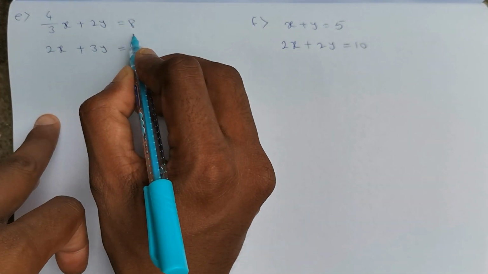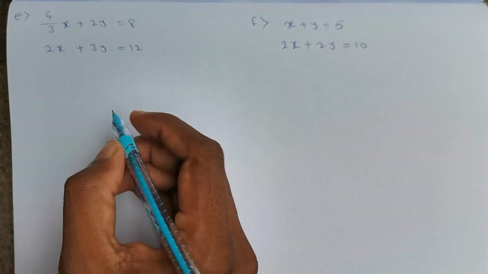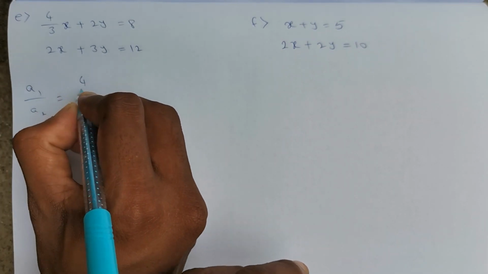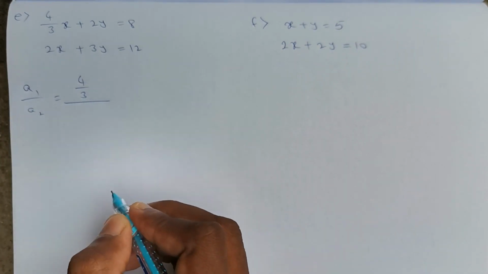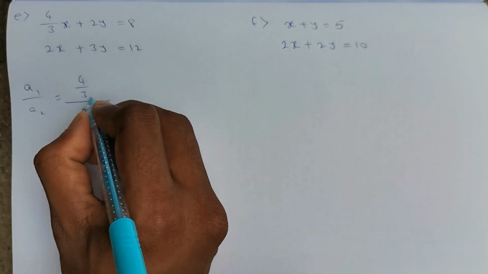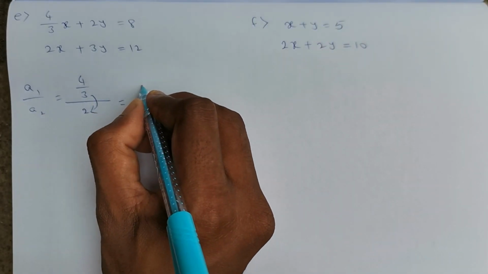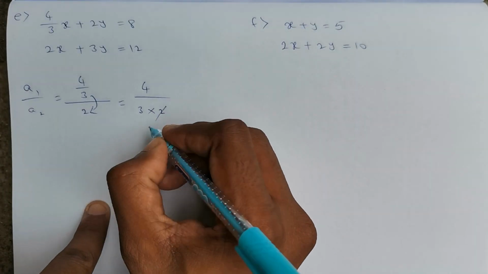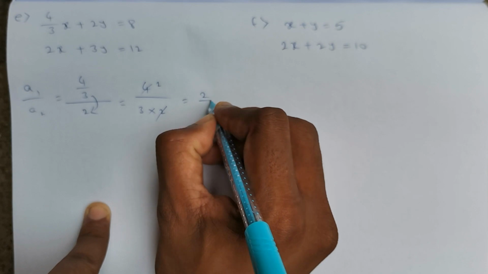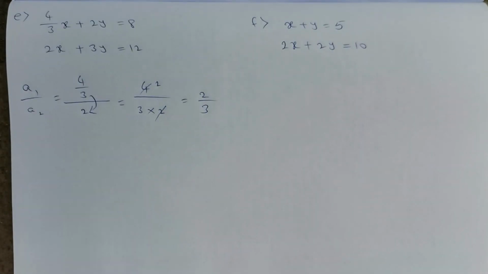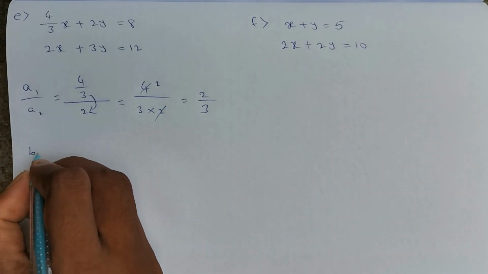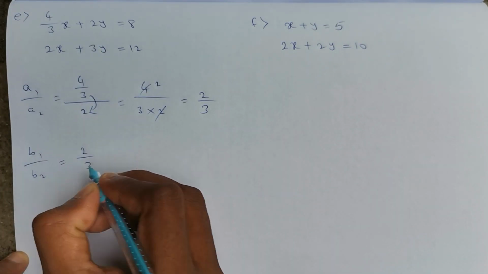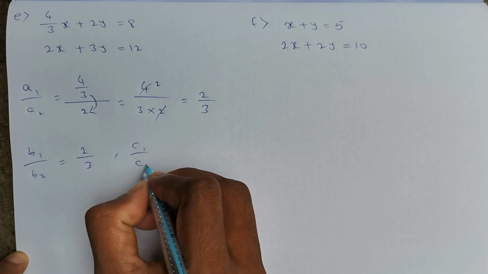Next, here also same, plus 8 I will take to the left side, plus 12 I will take to the left side. So first let us compare a1 by a2. a1 is 4 by 3 divided by a2 which is 2. So this 3 will come to the down, so we remain with 4 by 3 into 2. 2 1s are 2, 2 2s are 4. So a1 by a2 value is 2 by 3. Now b1 by b2 is equal to, here 2, here 3, 2 by 3. Next, c1 by c2.